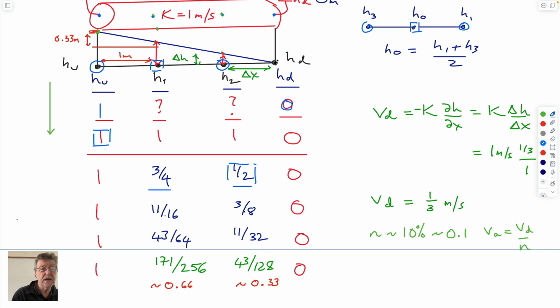So I can take 0 and 3/4 together, add them together and divide by 2. So 0 plus 3/4 is 3/4, divided by 2 is 3/8. And now I take 3/8 and 1 to add together. So 1 is 8/8, so that is 11/8. 11/8 divided by 2 is 11/16.